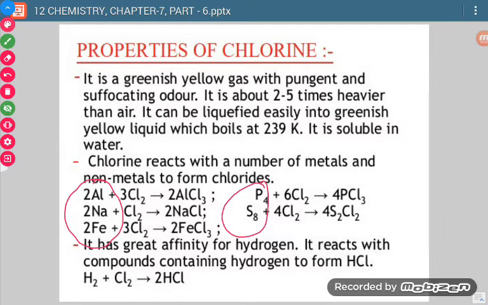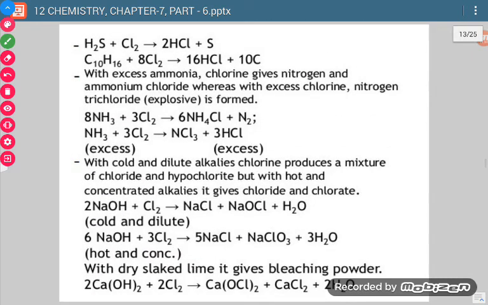It has great affinity for hydrogen. So it can combine with hydrogen very easily, and it reacts with compounds containing hydrogen to form HCl. Just like if it combines with hydrogen, then there is formation of hydrochloric acid. So it has great affinity and can combine easily with hydrogen.